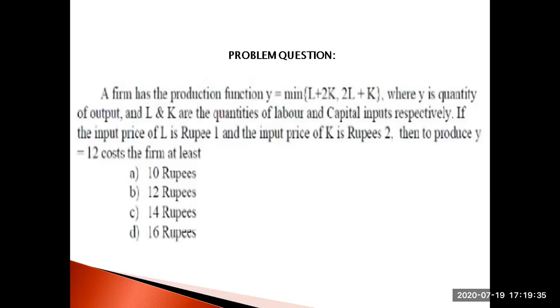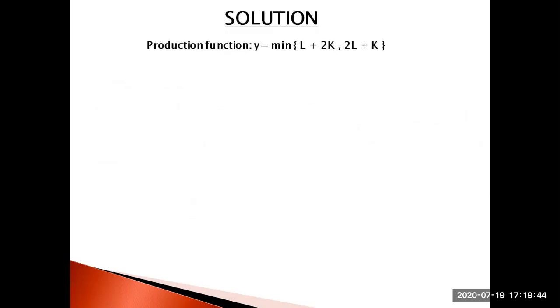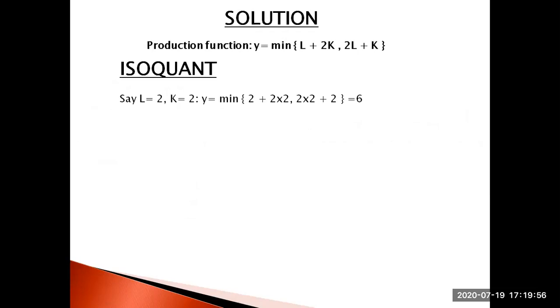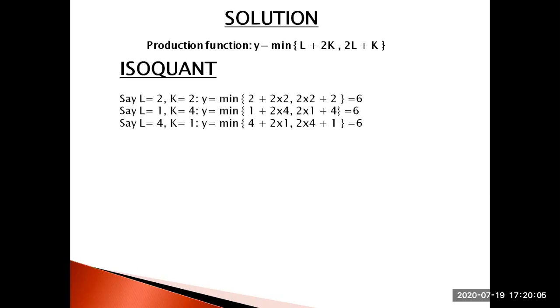So we need to essentially find the minimum cost that the given firm incurs to produce a total output of 12 units. So the first thing that we need to find out is the relevant iso-quants, which are pertaining to our production function of y equal to minimum of L plus 2K and 2L plus K. Now, an iso-quant is essentially a combination of factors that produce a certain amount of output. So let's say we take certain input values and we find out the iso-quant for our corresponding production function.